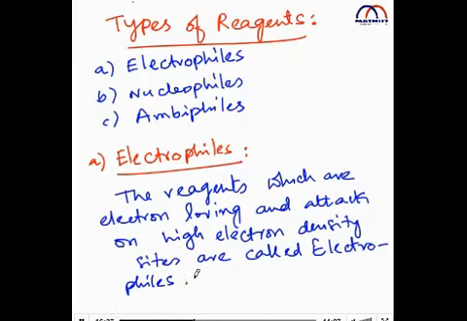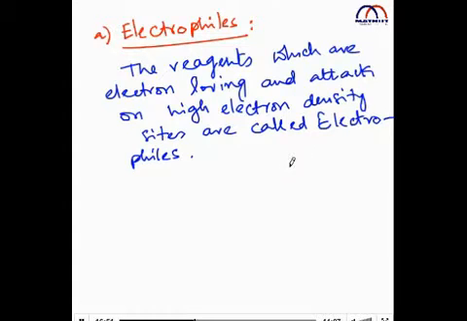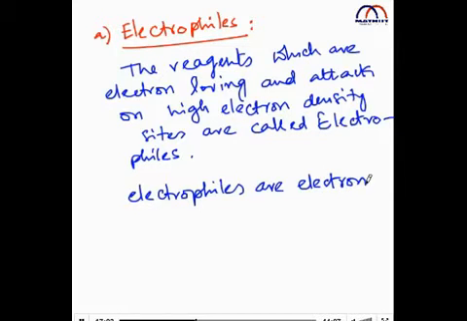Very simple, all the electrophiles are generally electron deficient species. That is where they need extra electrons to get the stability or sometimes octet. That is why these electrophiles are acting as electron loving groups. Okay. Now I should say that electrophiles are electron deficient. Okay, one point is clear.